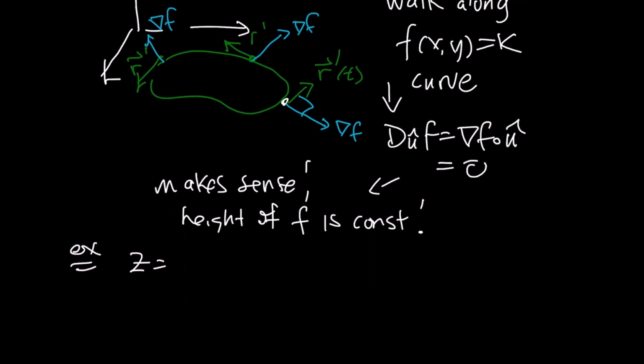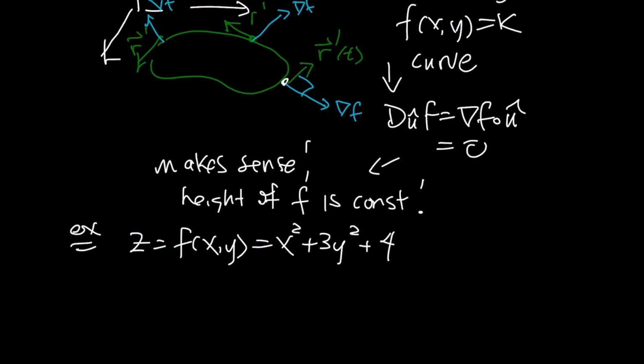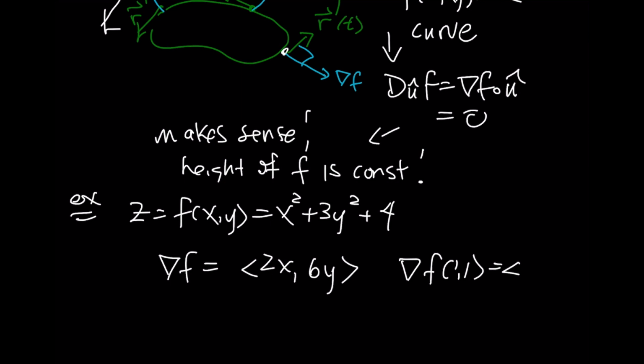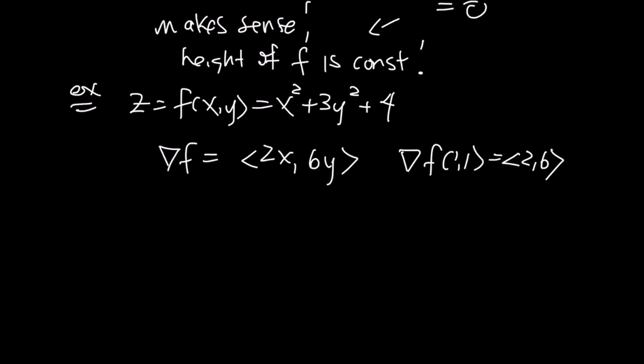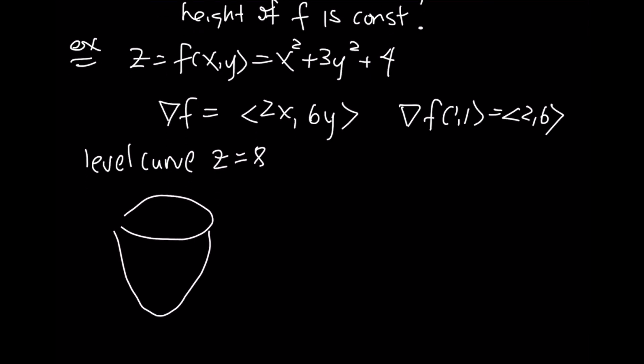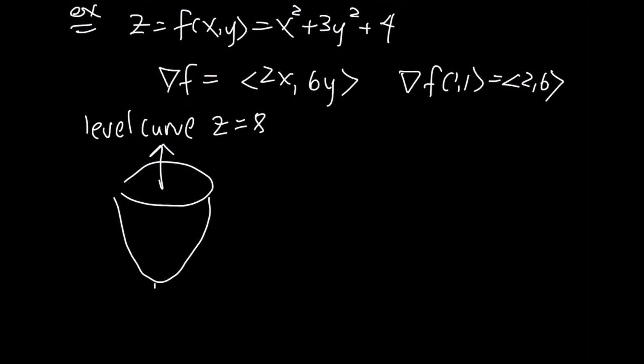If I had that same paraboloid, x squared plus 3y squared plus 4, I already know that the gradient vector was given by 2x and 6y. The gradient vector at the point 1, 1 was just the vector 2 and 6. If I talk about the level curve, z equals 8, take this paraboloid. There's the axis there. If I intersect this at the height z equals 8, it's going to trace out some curve.